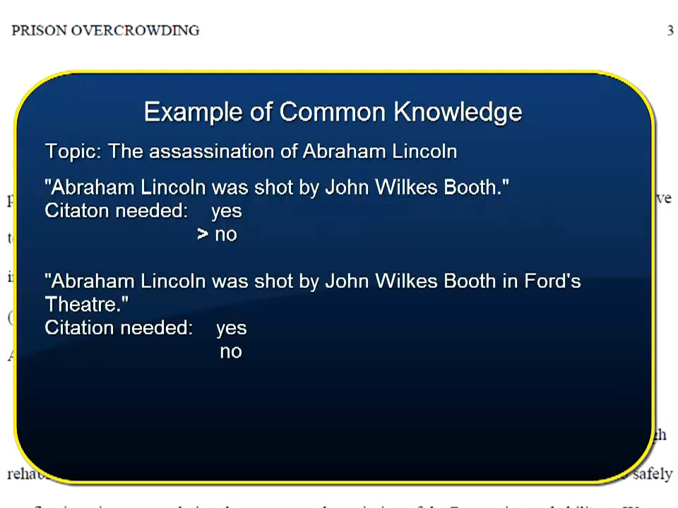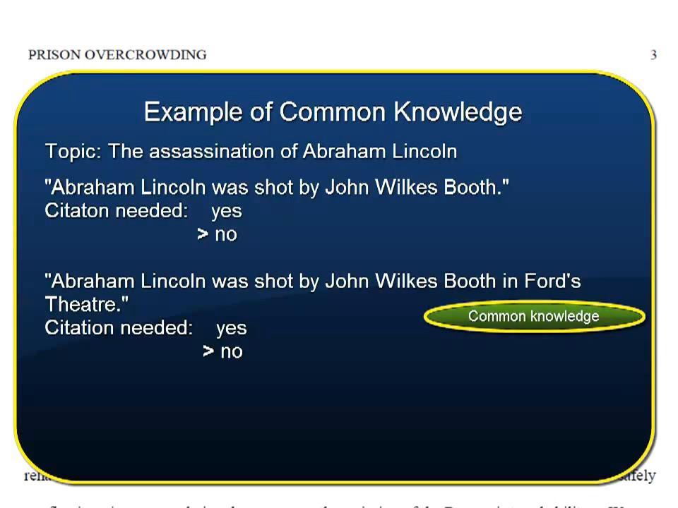Next. Abraham Lincoln was shot by John Wilkes Booth in Ford's Theater. Would you have to cite that? No. Although you may not have known the name of the theater before you began your research, as you read about the assassination, you saw that Ford's Theater is an example of common knowledge, something that is known by virtually every historian in the field.